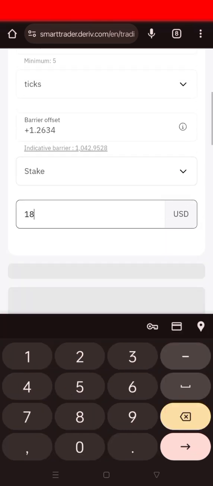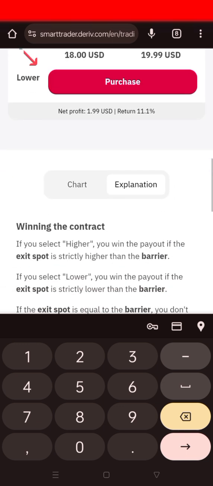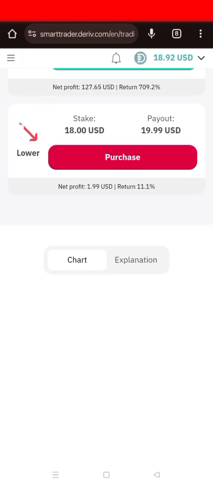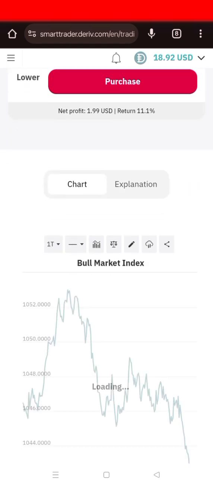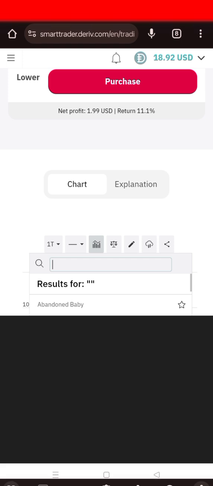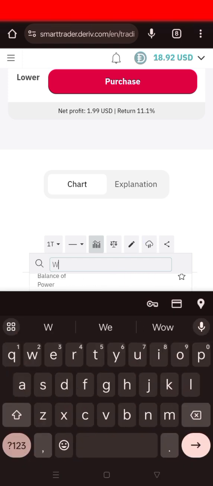So I've put 1.2634, and then proceed downwards to the chart section. Then in the chart section, I want you to put only two indicators. The first indicator is called the Awesome Oscillator.